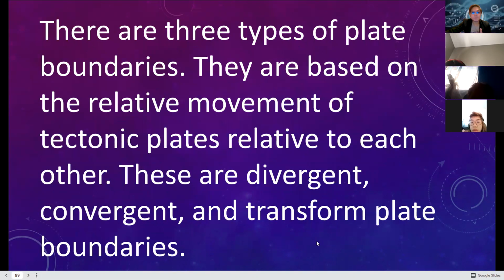There are three types of plate boundaries. Take note, these boundaries are based on the relative movement of tectonic plates relative to each other, with regards to the other plate. These are the three classification or types of plate boundaries. We have divergent, number one, convergent, number two, and the transform plate boundaries, number three. Again, divergent, convergent, and transform.